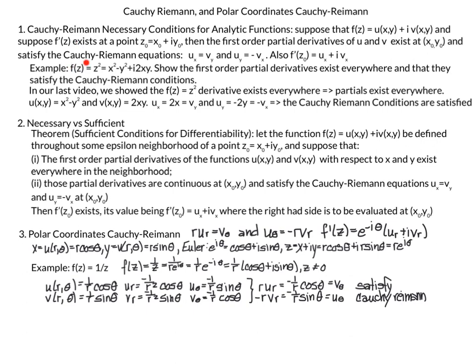So for example, if we have f(z) equals z squared, which is equal to x squared minus y squared plus 2i xy, then our u function is going to be x squared minus y squared, and our v function is going to be 2xy. Then we can show the partial of u with respect to x is 2x, and that's also equal to the partial of v with respect to y. Then if we take the partial of u with respect to y, we get minus 2y, which is the negative of the partial of v with respect to x, which is 2y. And so the Cauchy-Riemann conditions are satisfied.